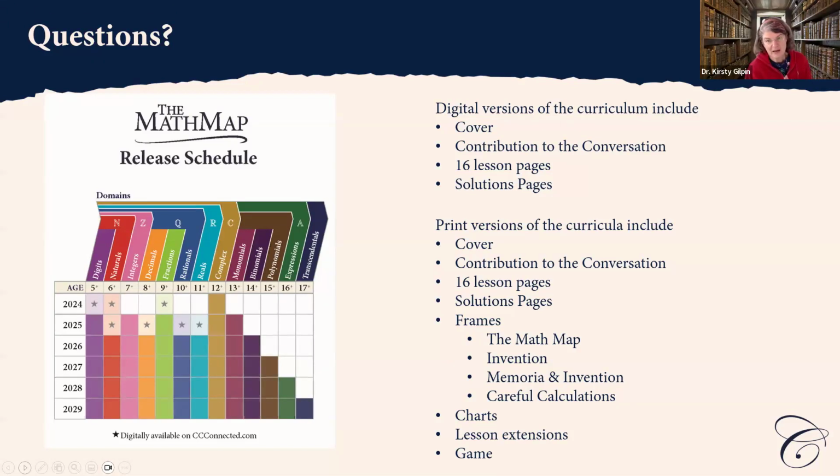Yes, the question in the chat about the digits being connected sometime this year. Yes, those digital versions, the digits, the naturals, and the fractions will be released for the 425 version of CC Connected. So they will be available once you have registered and enrolled for the next academic year. You will have access to the digits, naturals, and fractions after about April. So they should go live sometime in April for everybody who is enrolled for next year.